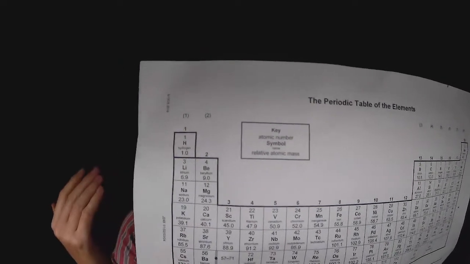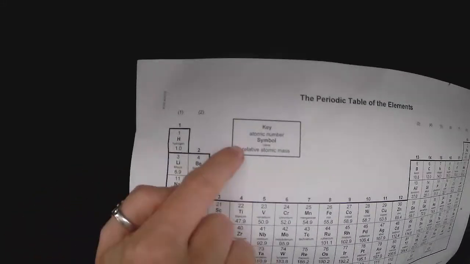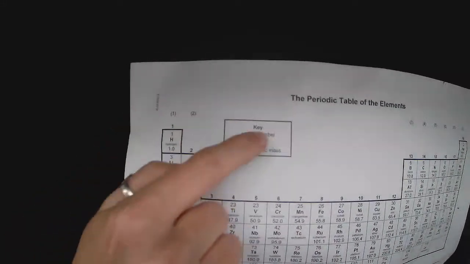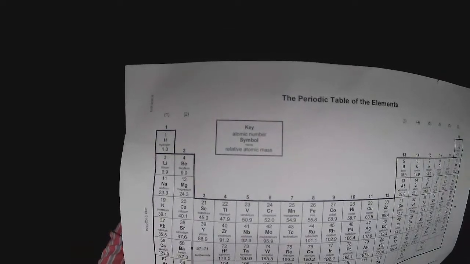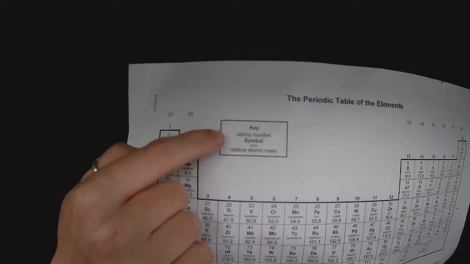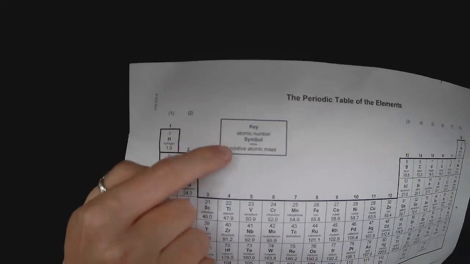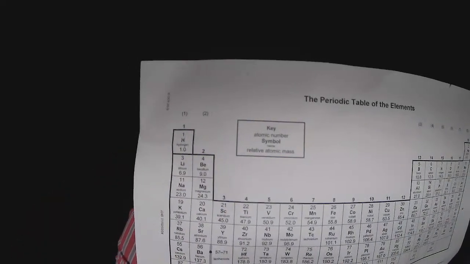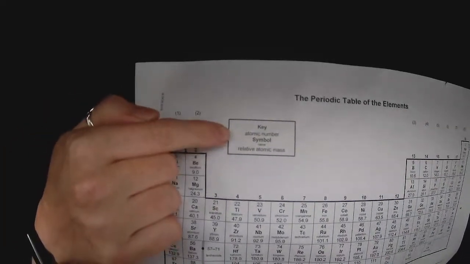Now OCR are super nice because if we look at this bit right here, and this is the exact data sheet you get in the exam, it's a key. This literally tells you which number is which. So no excuse for getting this wrong on the exam. It's printed right there. You can just read it, folks.